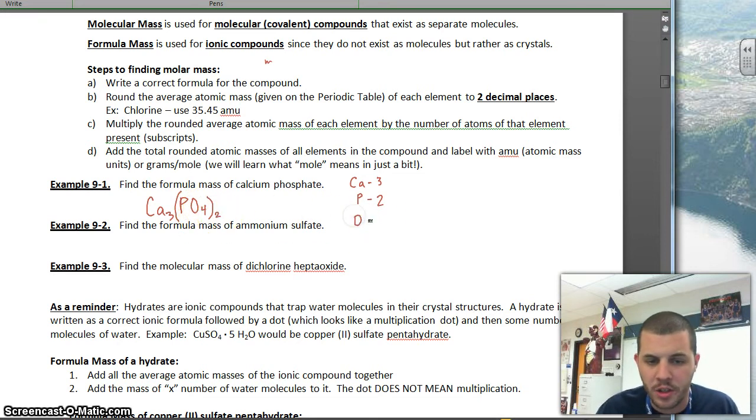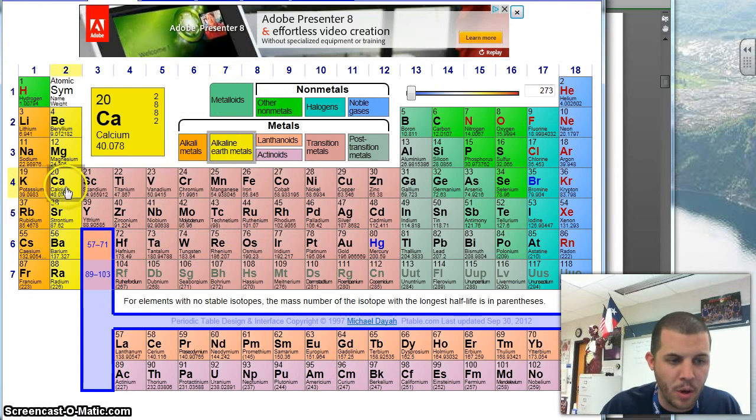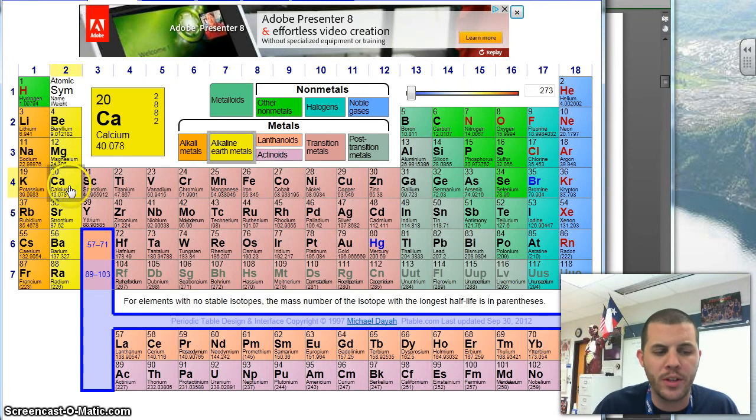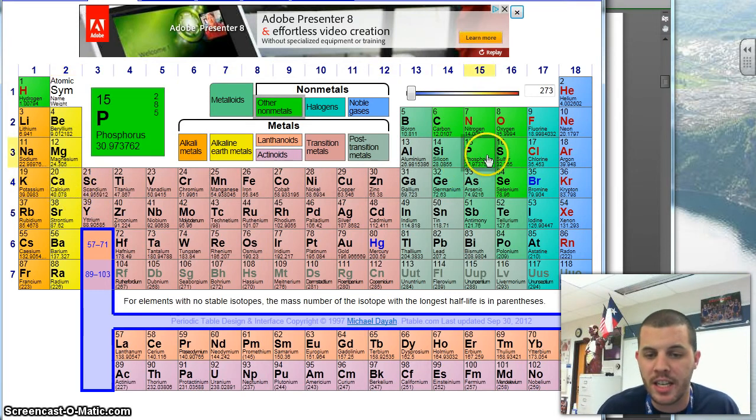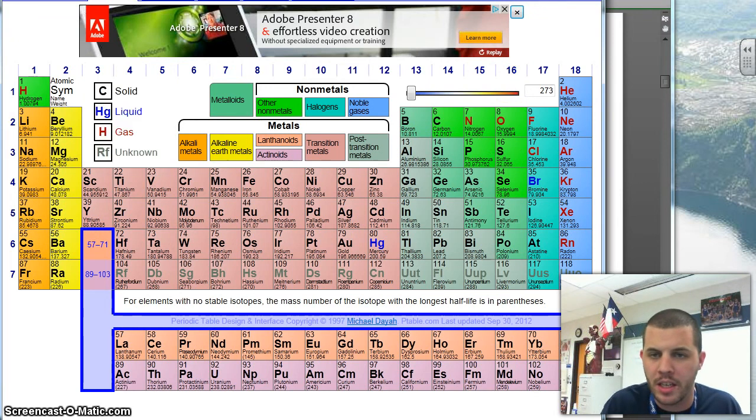Okay, now when I go back to my periodic table, I see that calcium has a molar mass of 40.078. Now what we want to do is round that 40.078 to 2 decimal places. So we would say that calcium is 40.08. Phosphorus is 30.97, and oxygen is 15.999. So we're just going to call that 16.0 to be as easy as possible.